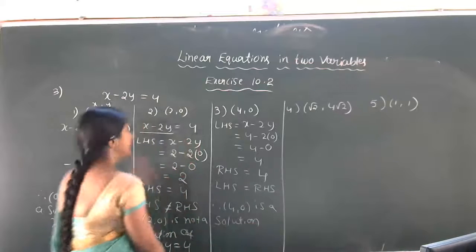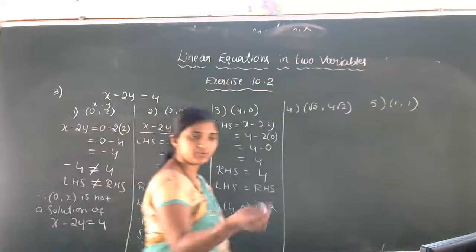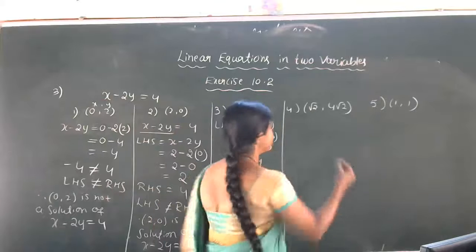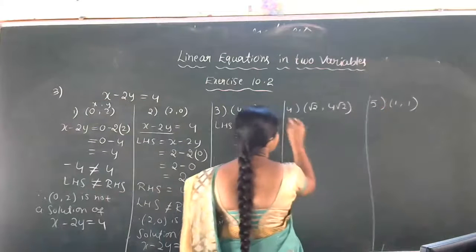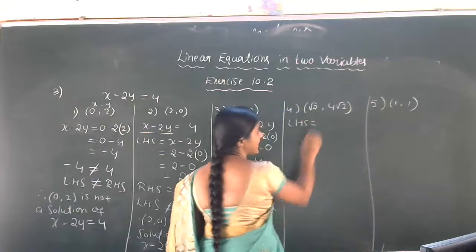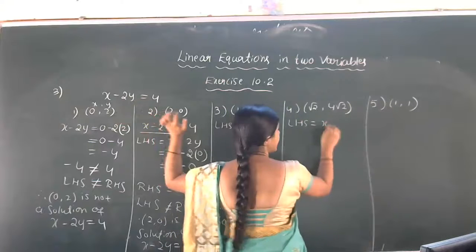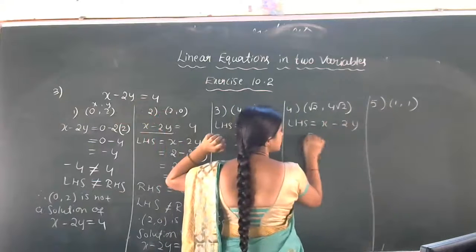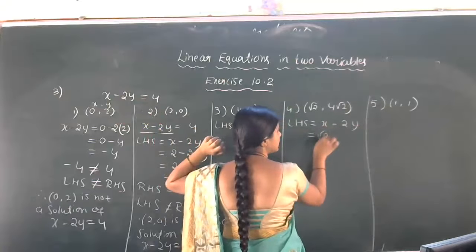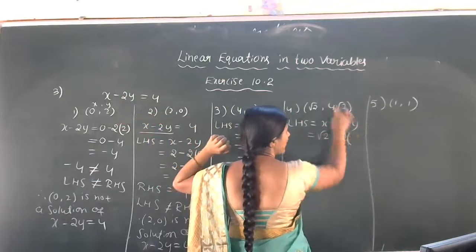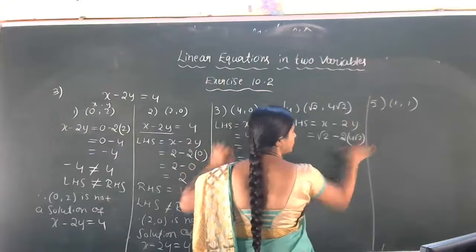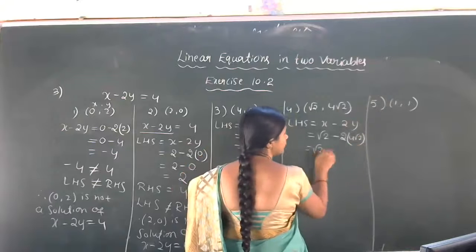Solution of the equation x minus 2y is equal to 4. You can complete that now. Yes, now we have to check for this value. So now we have to deal with LHS first. LHS is x minus 2y, which is equal to x value is root 2, minus 2 into y value is 4 root 2.